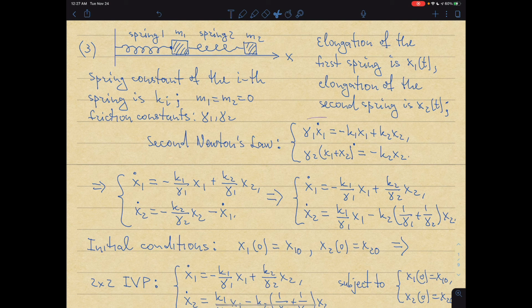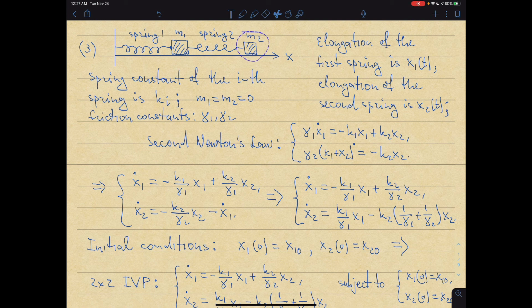And so we have the first version of Newton's second law, except that because the mass m1 is 0, there is no second derivative here, right? And a similar balance should hold for object 2. Again, m2 is equal to 0, so there is no second derivative term.